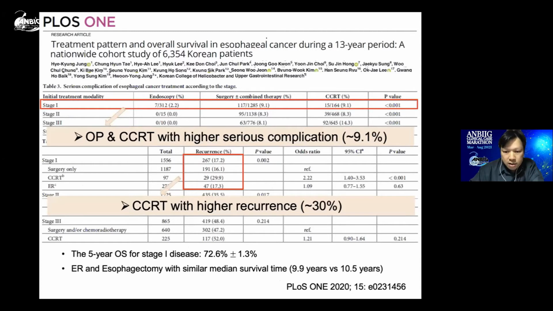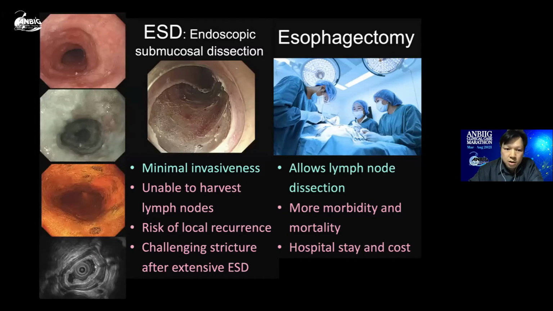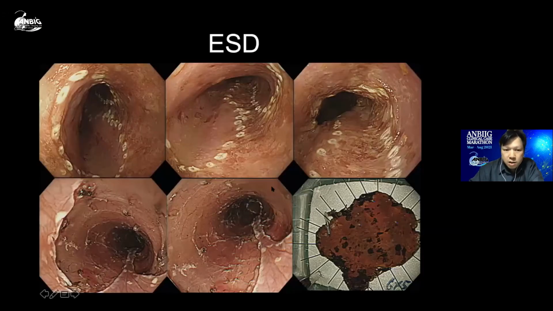So the data from Korea show that endoscopic resection and esophagectomy have similar survival for superficial esophageal cancer. So for this kind of lesion, we could choose ESD. We could also choose esophagectomy, depending on what kind of factors you consider. So for this patient in my hospital, we chose ESD.